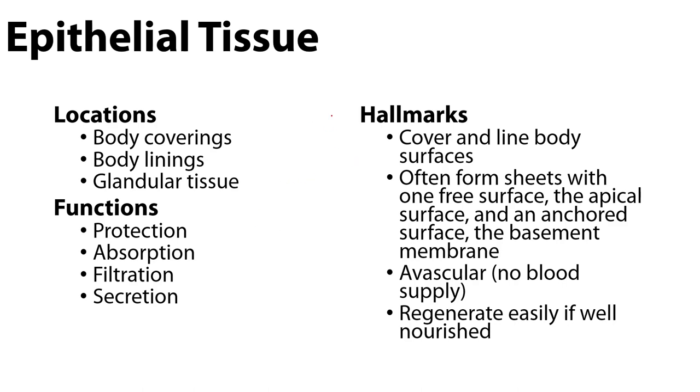So the hallmarks of epithelial tissue. It covers and lines body surfaces, right? That's kind of obvious. It's usually in sheets. That's also pretty obvious, okay? And so we'll learn about the details here. We'll cover this stuff in the next few slides. And important to understand, though, it's avascular. There's no blood supply, okay? So you have to bring the blood to it by filtration, okay?